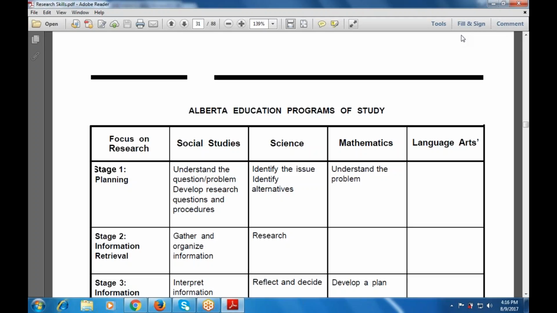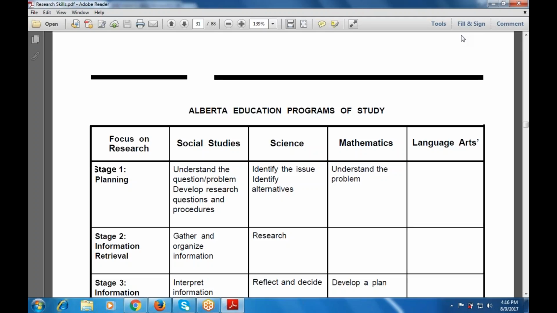So understand the question or the problem, develop the research questions and the procedures, identify the issue, identify alternatives, identify the problem, or understand the problem. And stage number 2 is information retrieval. Gather and organize the information. That is also in the case of social studies.